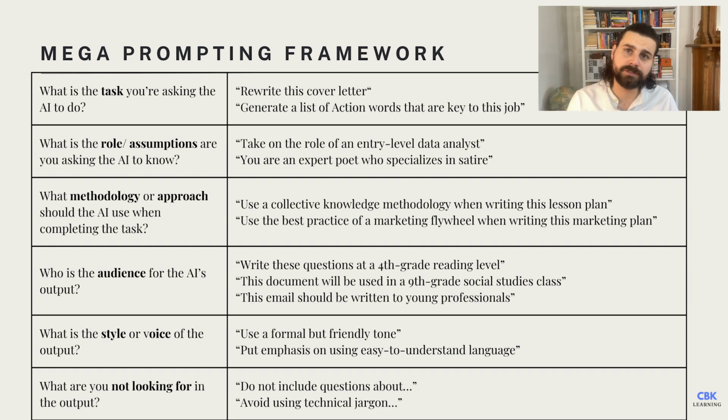Who is the audience for the AI's output is going to influence the voice and the level of complexity that we see. And then what is the style and voice of the output here is going to help us determine, do we want to see a lot of bullet points? Do we want to see this written at a certain grade level? And then lastly, what are you not looking for in the output here? Again, getting ahead of mistakes that it might make and telling it where to limit its focus.